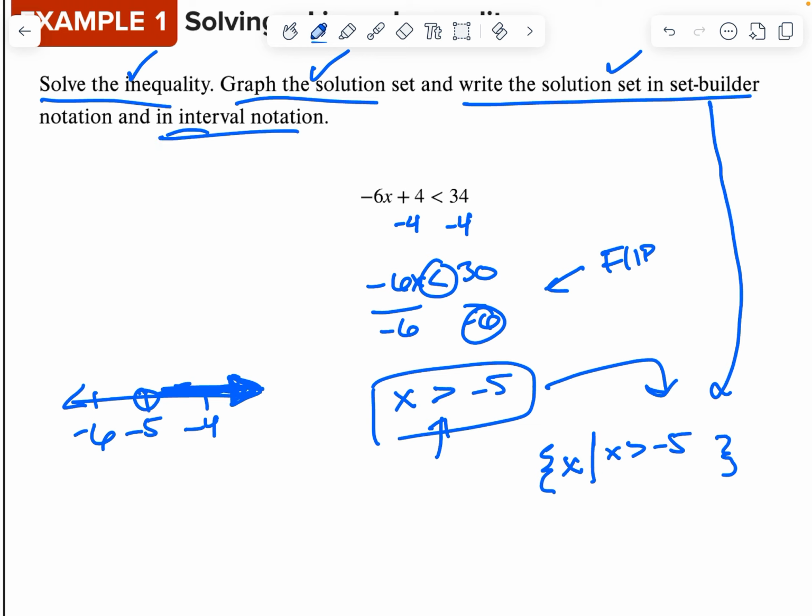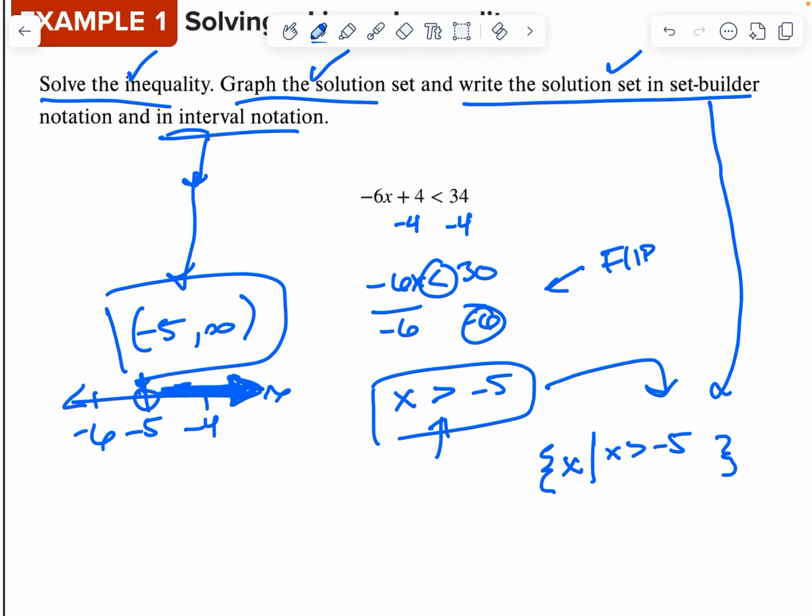Last up is interval notation. Interval notation, all we're going to do is describe what is shaded on the number line. Once you have it graphed, interval notation is easy because it's just shaded from negative 5 all the way to the right, which means to infinity. If you look back at that chart on the last page, infinity is always going to have a parentheses. Infinity will never have a bracket. And if you look back at the chart that I made you on the first page, if you have an open circle or if you have just strictly greater than, that's also going to match with a parentheses. So our interval notation will look like that.